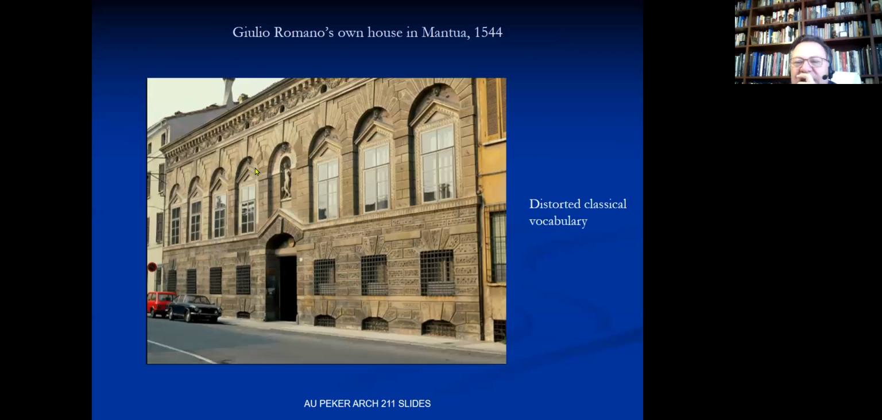In these facades by Romano in Mantua, you have the same distorted classical vocabulary, a pediment inserted in an arch, as you can see. It is a great case. And the proportions entirely changed. A great window not related to anything else in this facade, neither to the upper section nor lower.